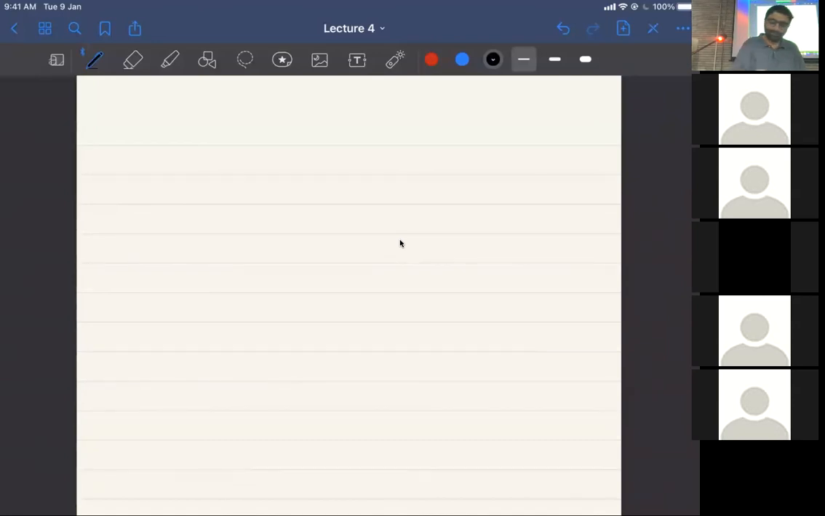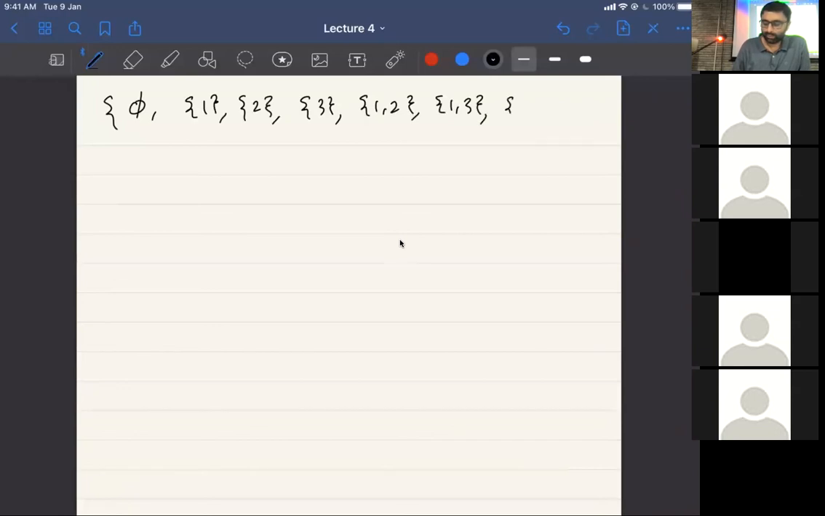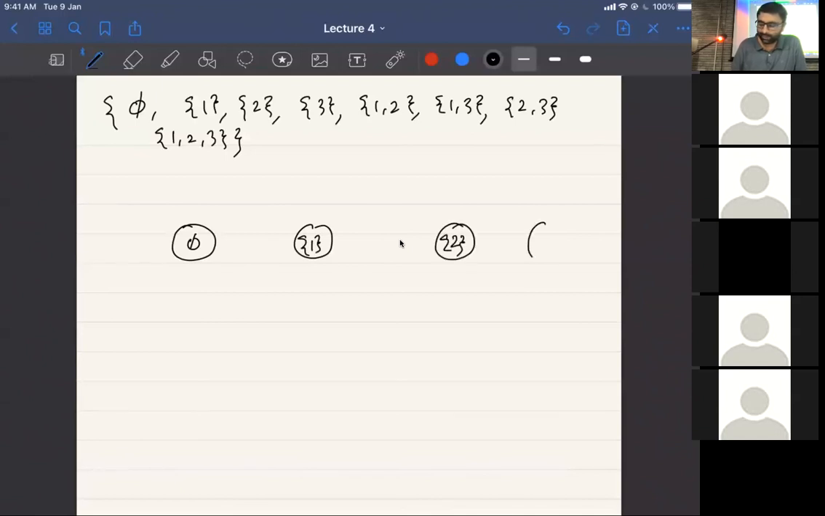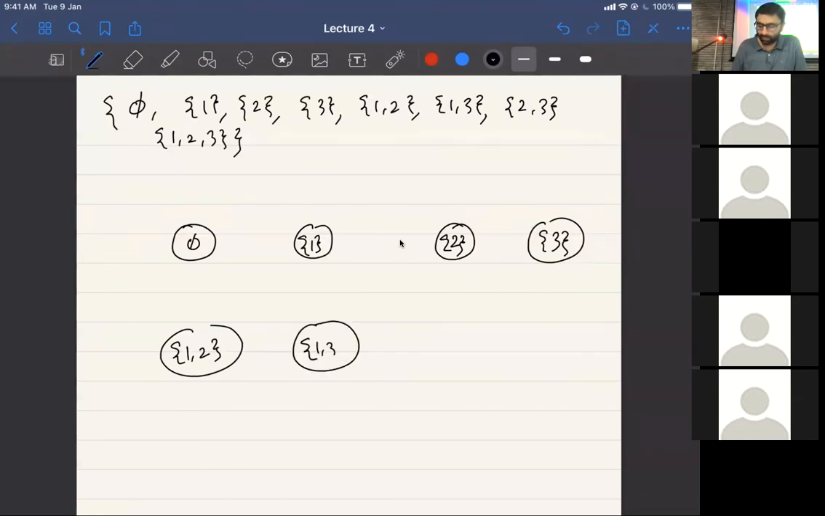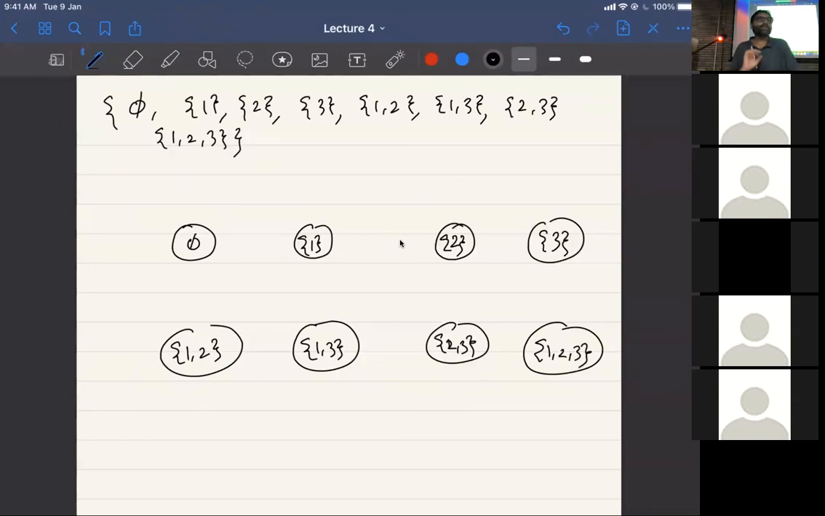Anyway, do you remember the subsets? The empty set was there, 1 was there, 2 was there, 3 was there, 1, 2; 1, 3; 2, 3; and 1, 2, 3. All of them will be the states in our DFA. So we will have one state for the empty set, one state with just 1, one with just 2, one with just 3, one with both 1 and 2, 1 and 3, 2 and 3, and so on. These are the new names of the states.